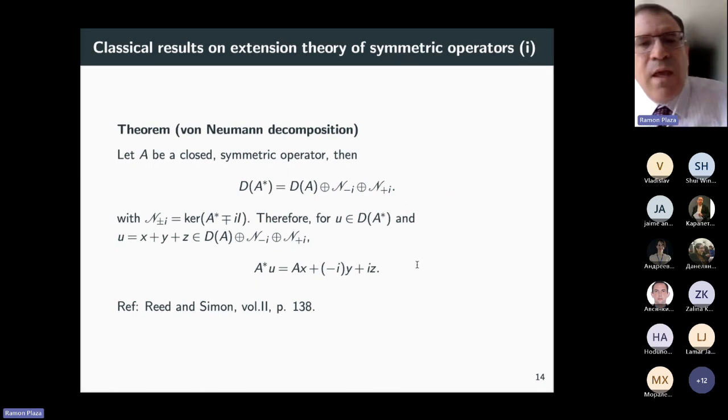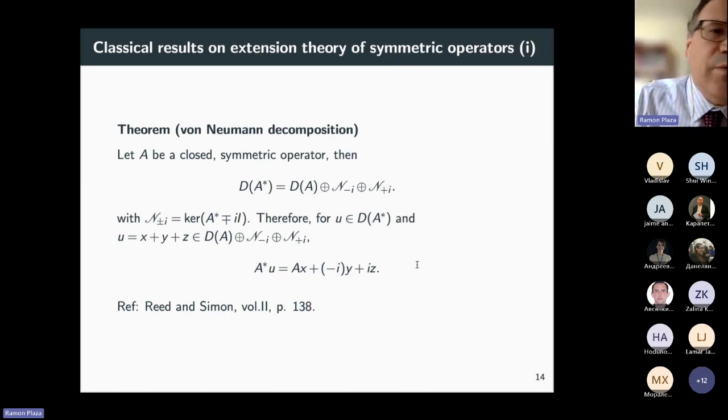So let me recall and mention some classical results on extension theory for symmetric operators, which are actually needed for many of the proofs. Let me start with the classical von Neumann decomposition. If A is a closed symmetric operator, then the domain of A star, the adjoint, is this direct sum: the domain of A plus N minus i and N plus i, where N plus or minus i is the kernel of A adjoint minus plus i identity. And you have, of course, this decomposition.